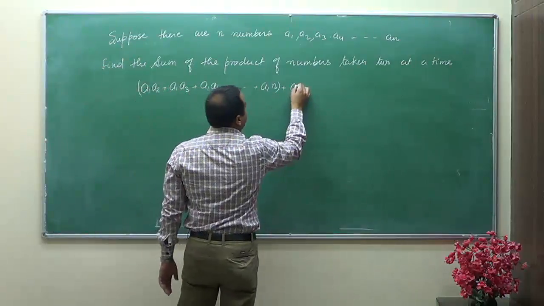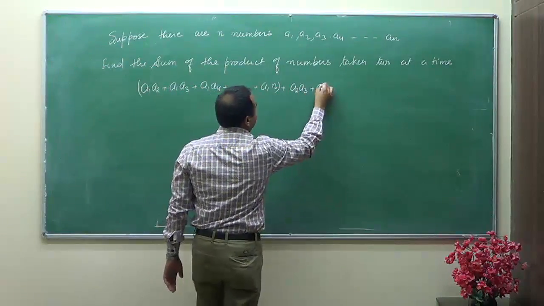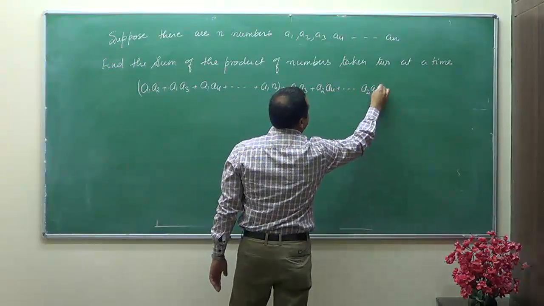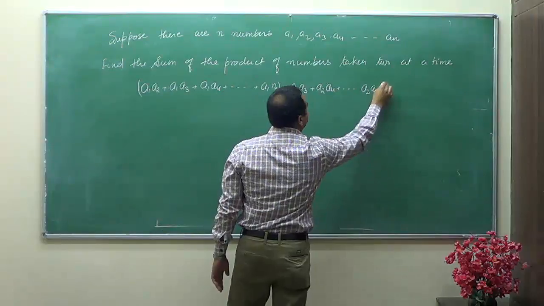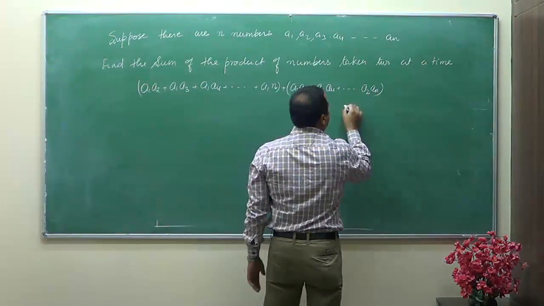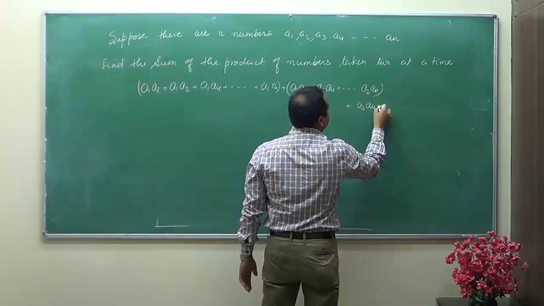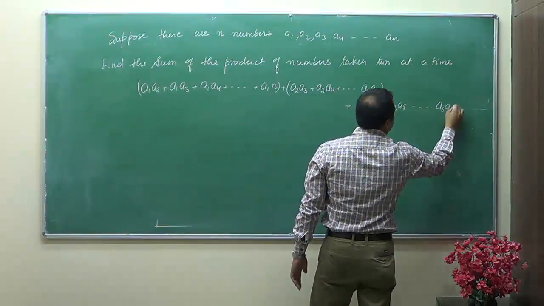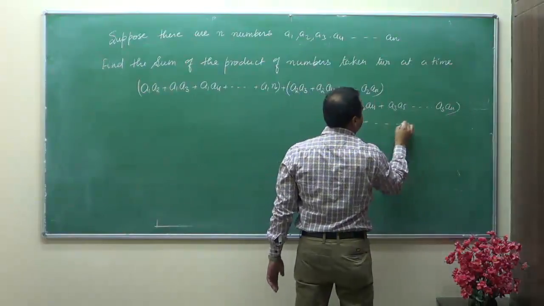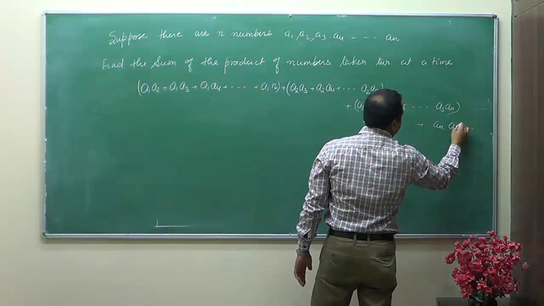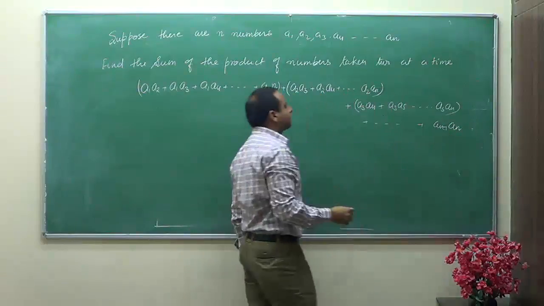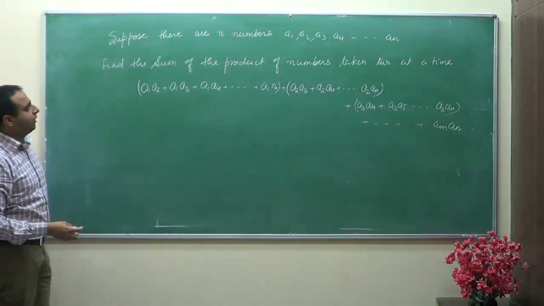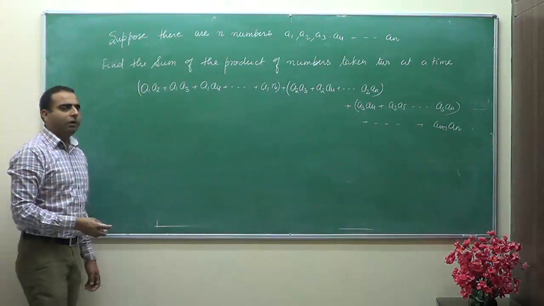Plus a2a3, a2a4, up to a2an, plus a3a4, a3a5, up to a3an, and last a(n-1)an. So this is the sum of the product of numbers taken two at a time.